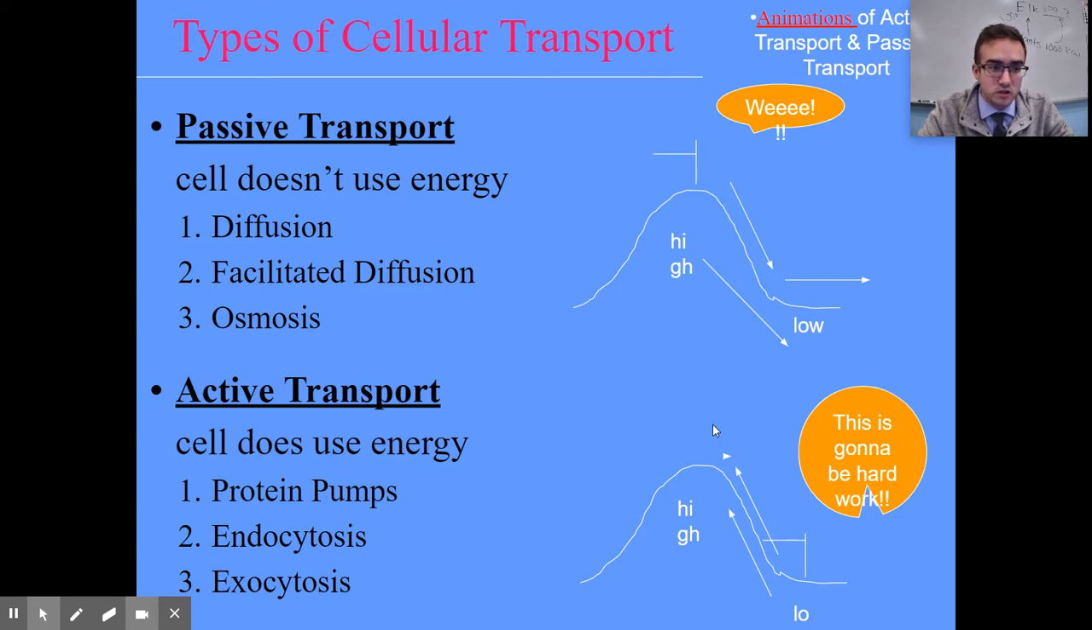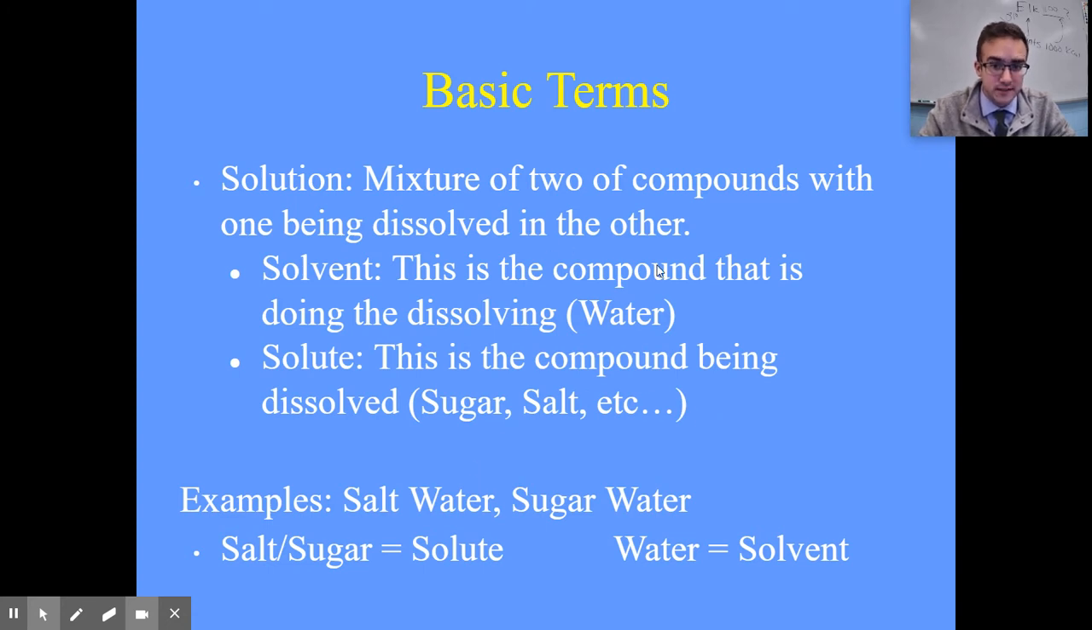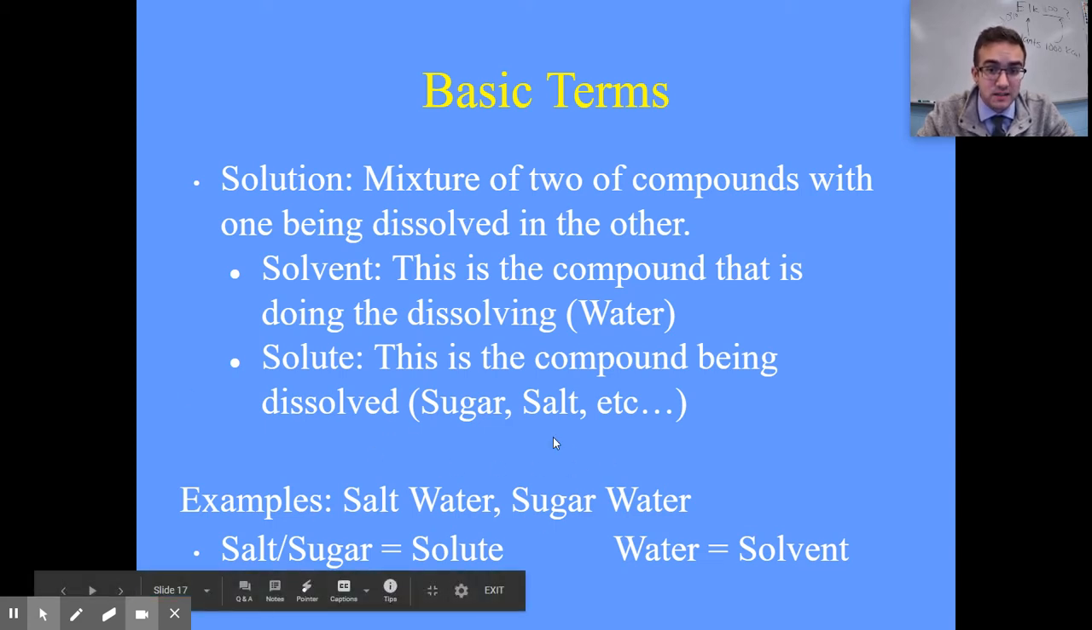So in this one, just to rehash some of that vocab we talked about last time, right? Solution is two things dissolved together. The solvent is what's doing the dissolving, which is water. Solute is what is being dissolved. Sugar, salt, it can be glucose, it can be whatever. The reason why I bring this up again is because the solutes become important when we talk about osmosis. So the solute is the compound being dissolved. So make sure you recognize that as we go through this.